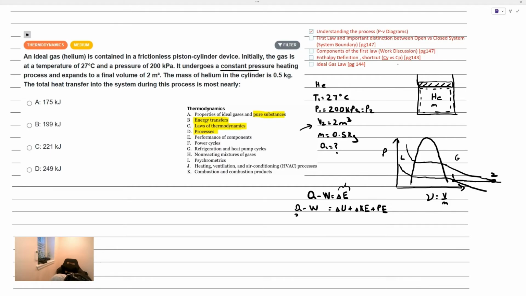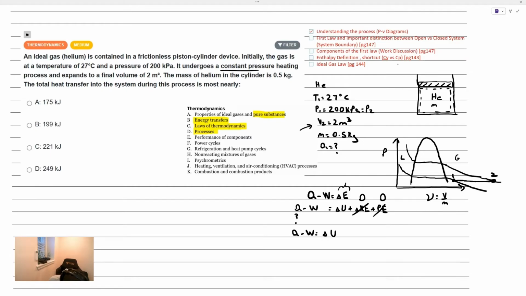Note that the heat transfer is what we're looking for. And if we think about some other terms that we can quickly get rid of, there are no speeds mentioned in this problem, so the change in kinetic energy is just going to be 0. And there are no heights or dimensions given in this problem, so we're going to neglect potential energy changes. So our first law becomes heat transfer minus work is equal to the change in the internal energy of the system.